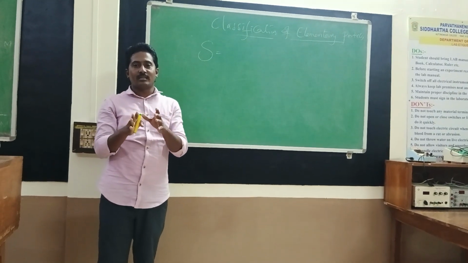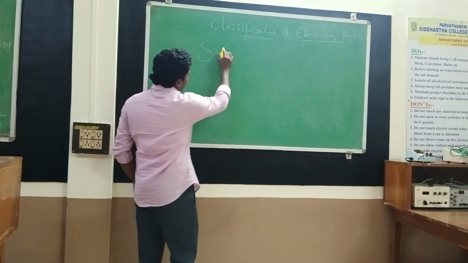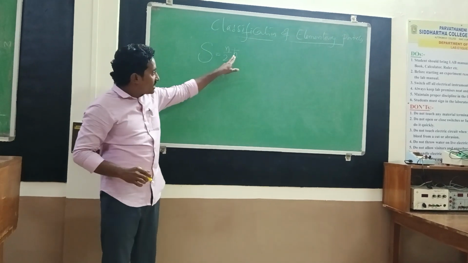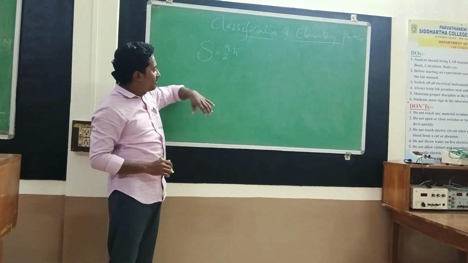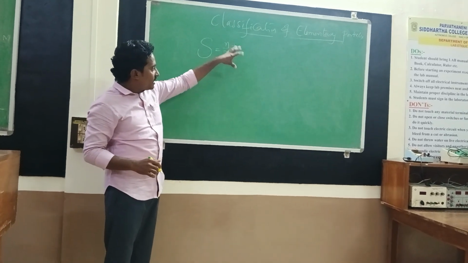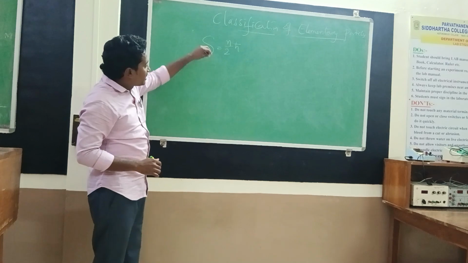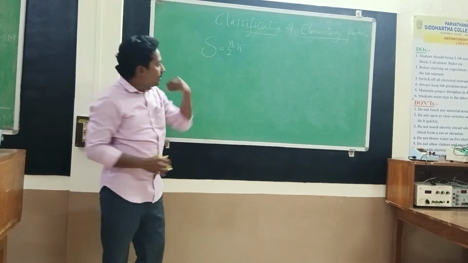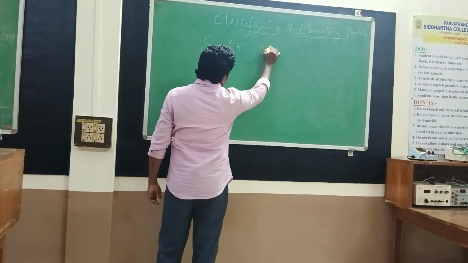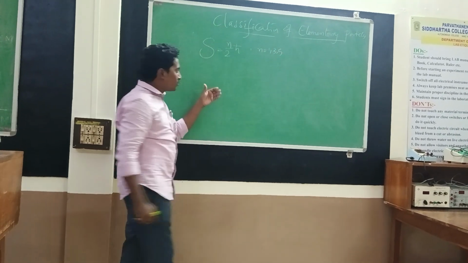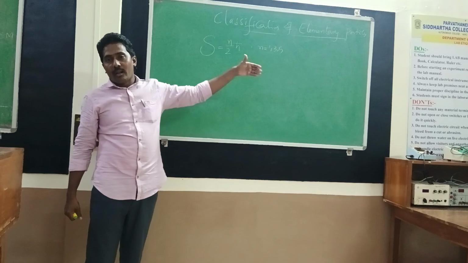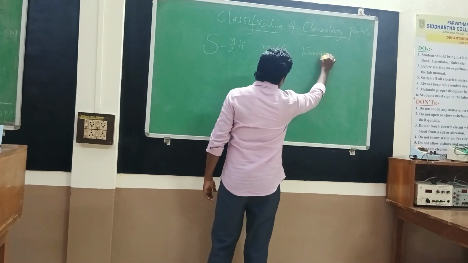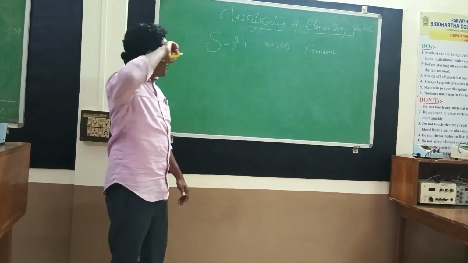Either the particles have half-odd integral spin, so S is equal to n by 2 h bar. Here h bar is the dimension of quantum mechanics; everything can be expressed in h, either h bar or h. Here n is an integer taking values 1, 3, 5 and so on. So spins of 1 by 2, 3 by 2, 5 by 2 and so on are called fermions. Half-odd integral spin particles are called fermions.